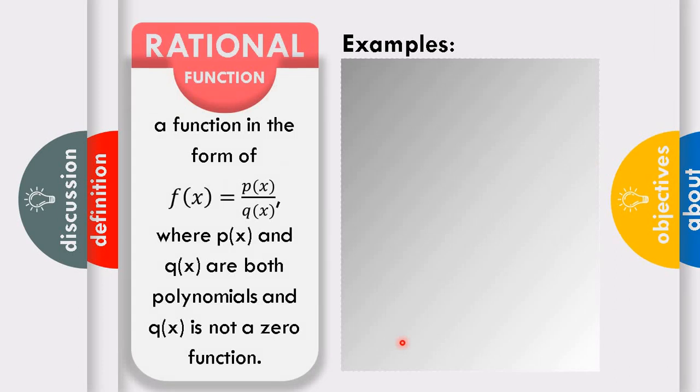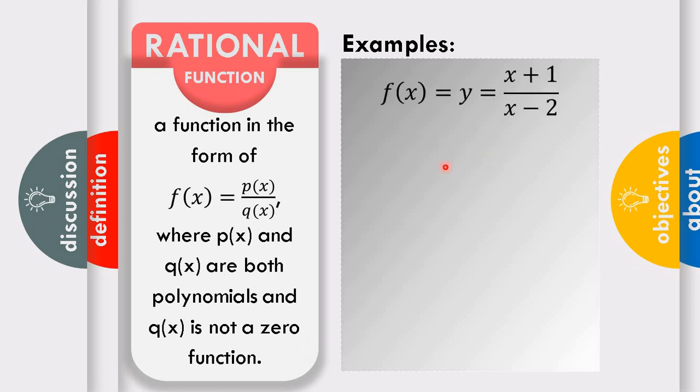So first concept is about rational function. A rational function is a function in the form of f of x equals p of x over q of x, where p of x and q of x are both polynomials, and q of x is not a zero function. It is important to remember that q of x must not be a zero function because it makes the rational function undefined.